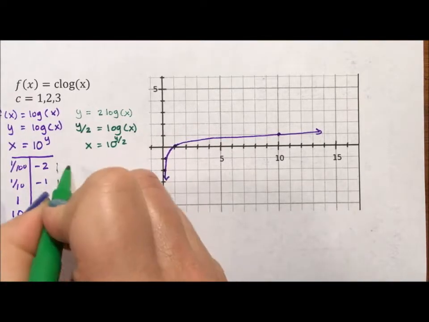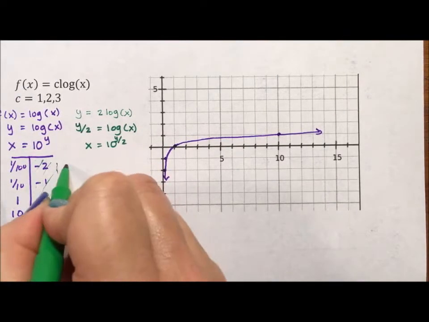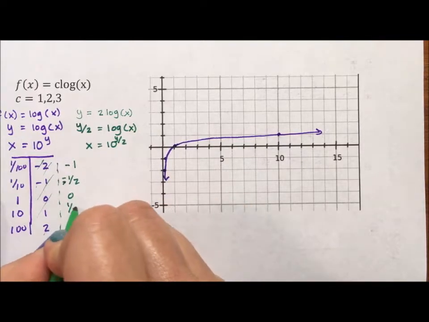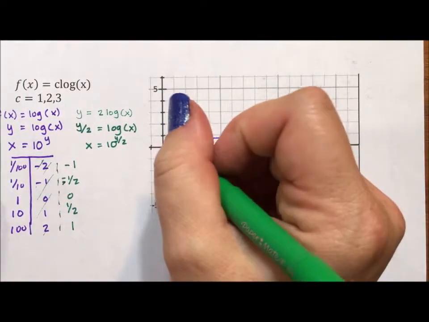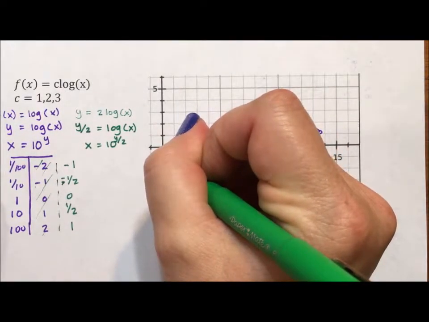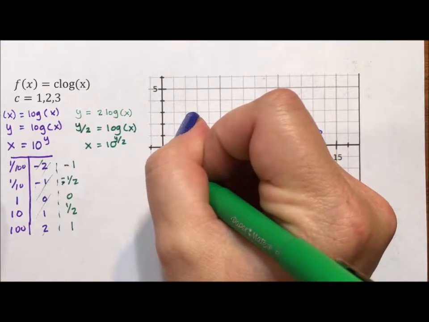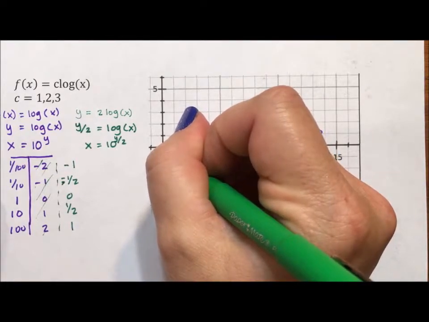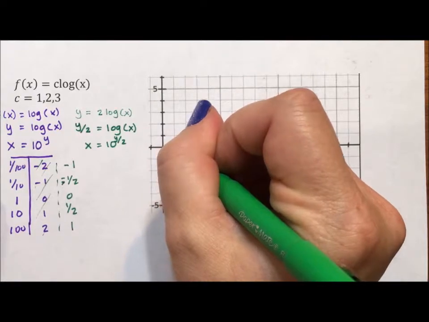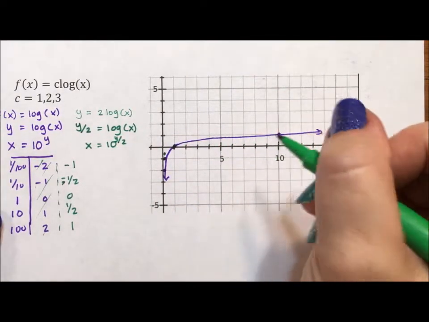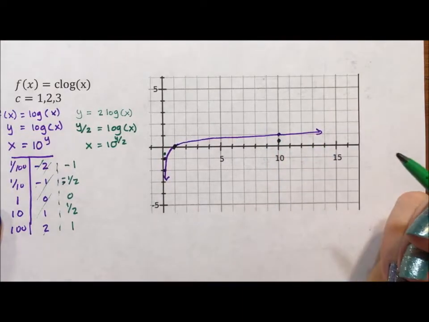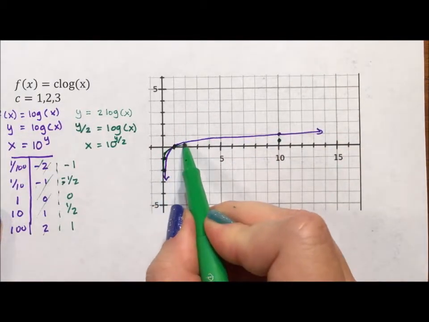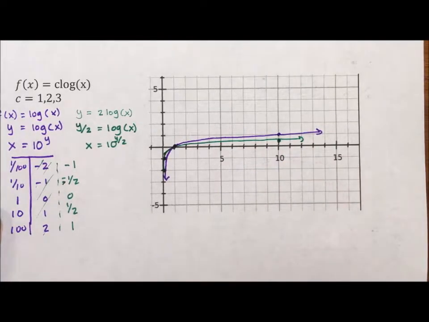I'm going to divide them in half. So when I divide this column of numbers in half, I have -1, -1/2, 0, 1/2, and 1. So now it's 1/100th, -1. So I'm closer to the y-axis here. And then I have 1/10, -1/2. So I am closer to the y-axis. But here it's the same point, 1, 0. They cross. Then I have the point 10, 1/2. Now I'm closer to the x-axis. So this graph is closer to the y-axis here and closer to the x-axis here.